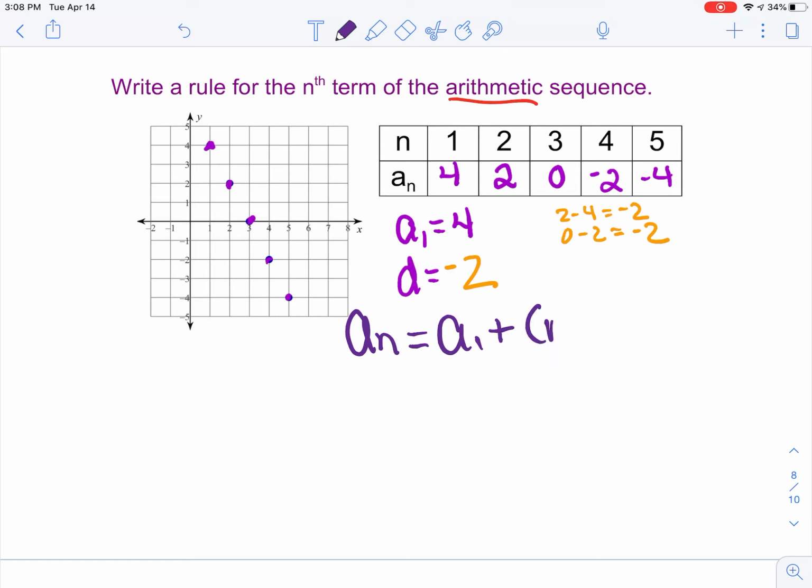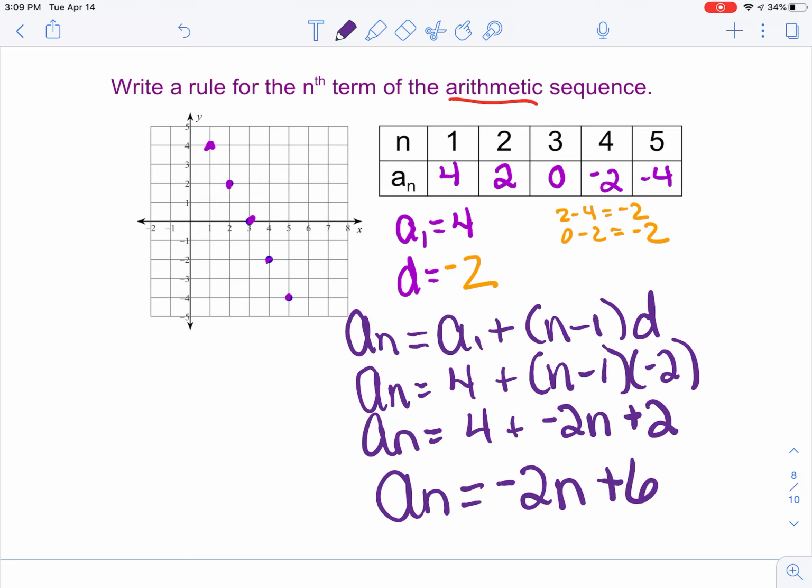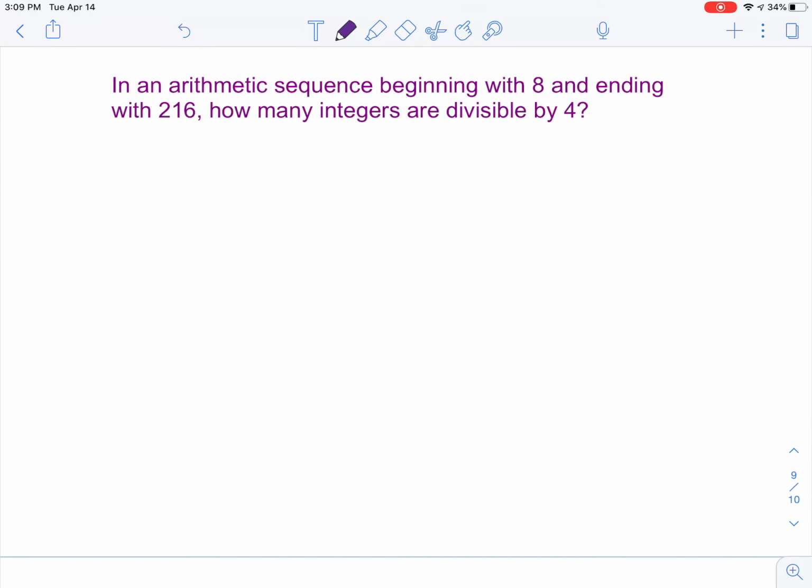All right, now I put it into a sub n equals a sub 1 plus n minus 1 times d. A sub n equals 4 plus n minus 1 times negative 2. Distribute that. A sub n equals 4 plus negative 2n plus 2. So my rule is a sub n equals negative 2n plus 6. Okay, so don't forget, always need your first term and your common difference.